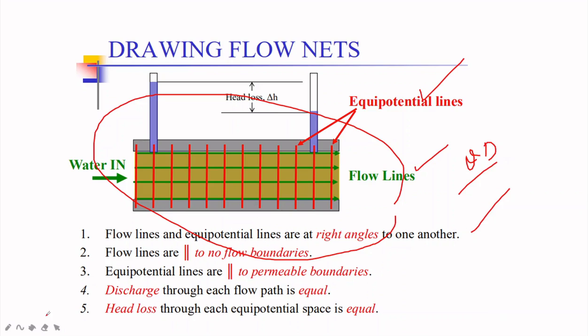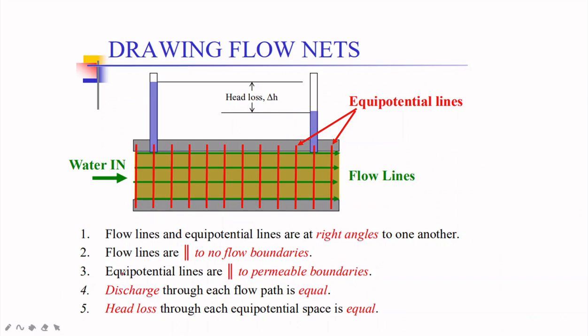The flow lines and equipotential lines are at right angles to one another. The flow lines are parallel to no flow boundaries. Equipotential lines are parallel to permeable boundaries. Discharge through each flow path is equal. Okay, head loss through each equipotential space is equal. So whatever the head loss, each equipotential space is equal.